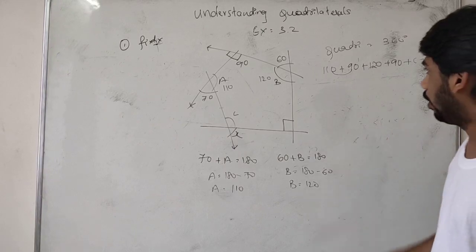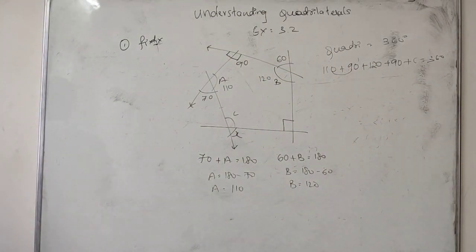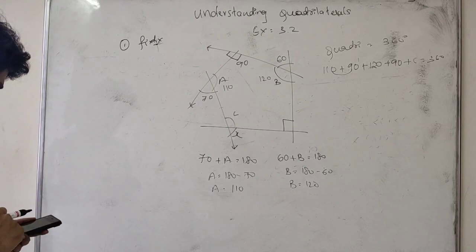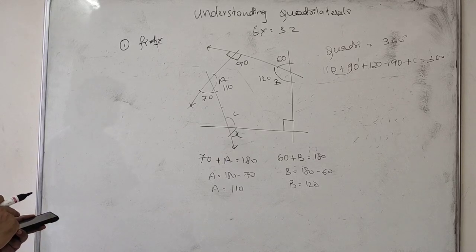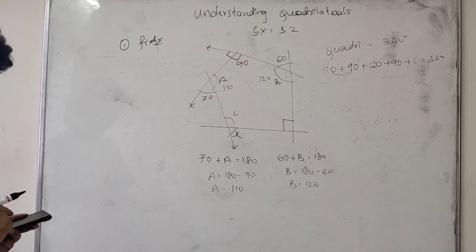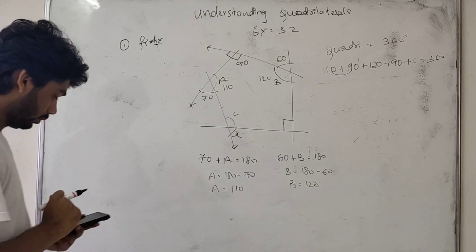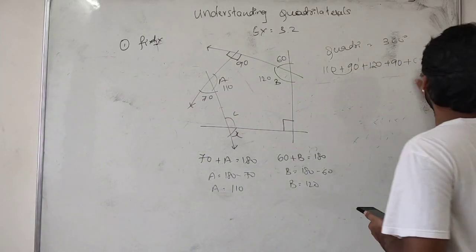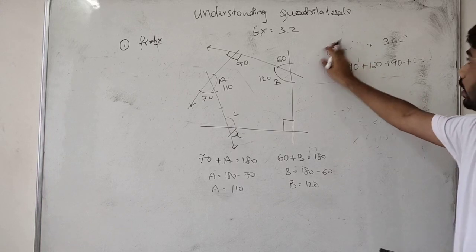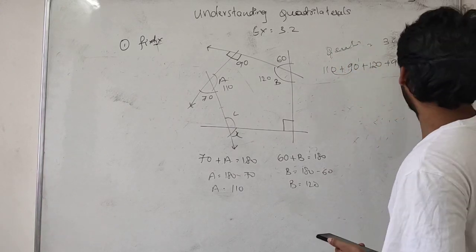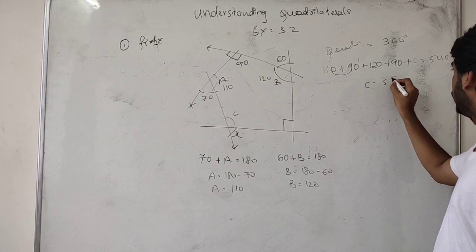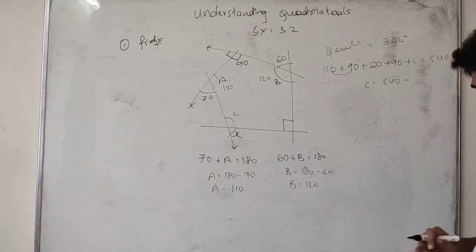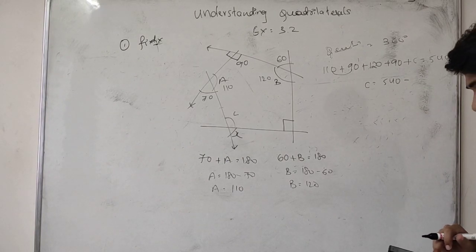So students, now we have to add all three of these. Okay, add it now. It is a pentagon, friends. It is a pentagon. This one was coming wrong. Pentagon means the sum will be 540. If we add all of these, we will get C is equal to 540 minus 410.